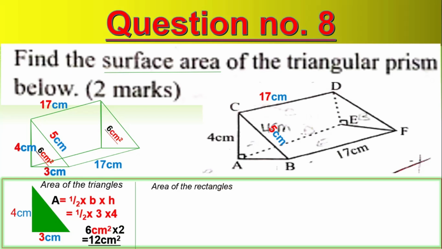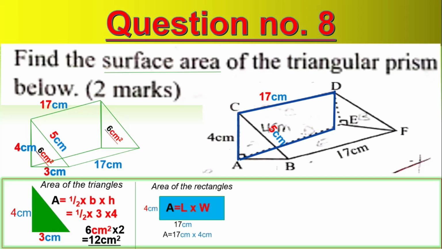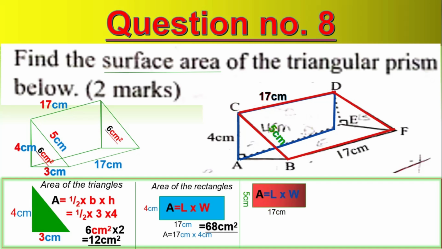Then you go to the area of the rectangles. So the rectangles are here. Let us start with this one. It is measuring 17 by 4. So area of a rectangle is length times width. So you say 17 times 4, which gives us 68 square centimeters. That is one. Then you go to another rectangle here. This is measuring 17 centimeters by 5 centimeters. That gives us 17 times 5, which is 85 square centimeters.